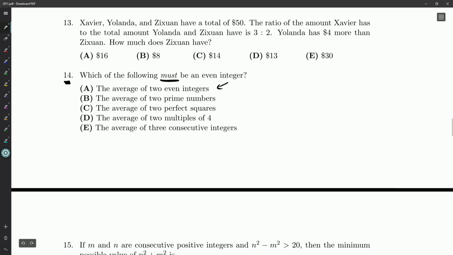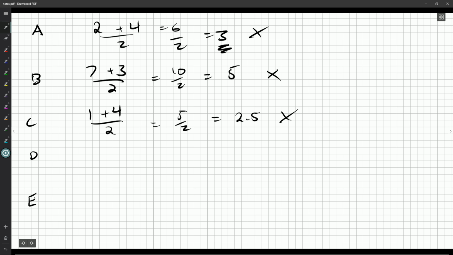E. The average of 3 consecutive integers. So this time we're dealing with 3 numbers. And there's a nice little trick for the average of 3 consecutive integers. It's always the middle number. So those are consecutive integers divided by 3. It'll be 6 over 3, that's 2. Well, that is even, but if I did 2, 3, and 4 as my consecutive integers, the average there is going to be 3, and that's not even.